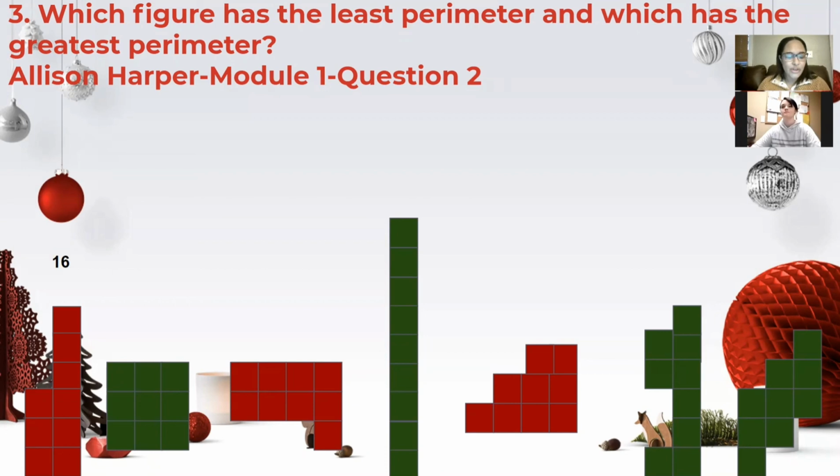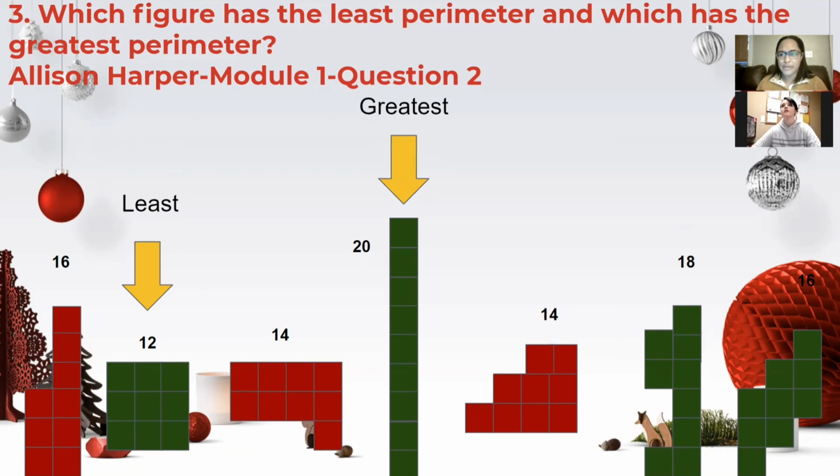So the perimeter of this first shape is 16. The perimeter of this one is 12. For this one is 14, 20, 14 again, 18, and 16. So if we look at all of our shapes and their perimeters, the least or the smallest number is 12. So this will be our shape with the least perimeter. And then 20 is the greatest or largest perimeter. So that was pretty simple. You did a good job explaining that.